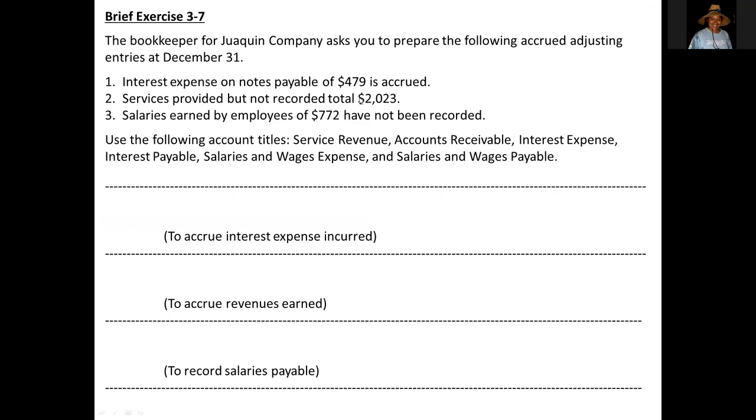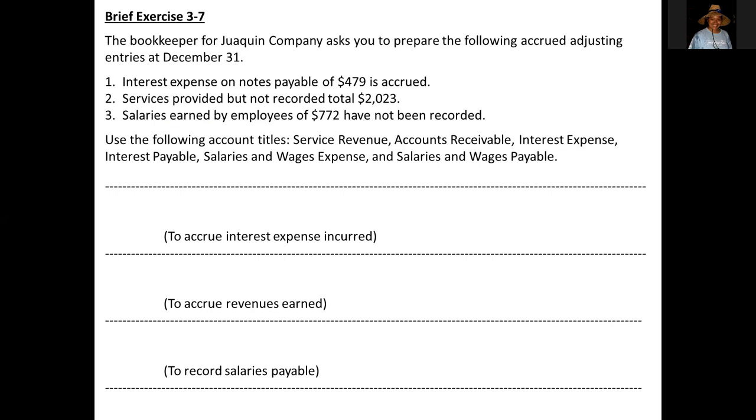For example, interest expense on notes payable of $479 needs to be accrued. In other words, the company has a notes payable. They owe some money to a bank, but they don't have to pay the bank, or whoever is loaning the money, either the principal on the note or the interest expense on the note until a later period. So the accountant knows that to properly state the financial statements, they have to record this as a legitimate expense in the month it was incurred, which in this case is December.